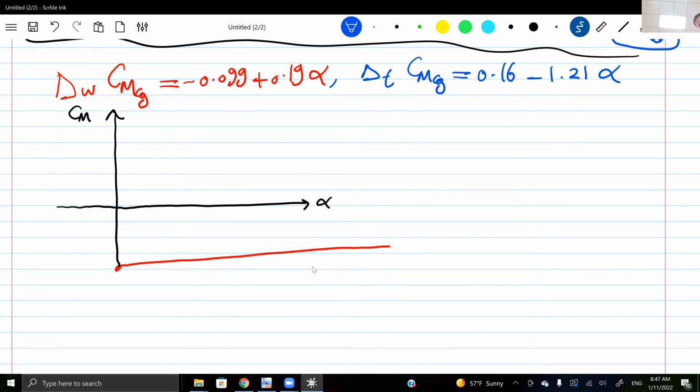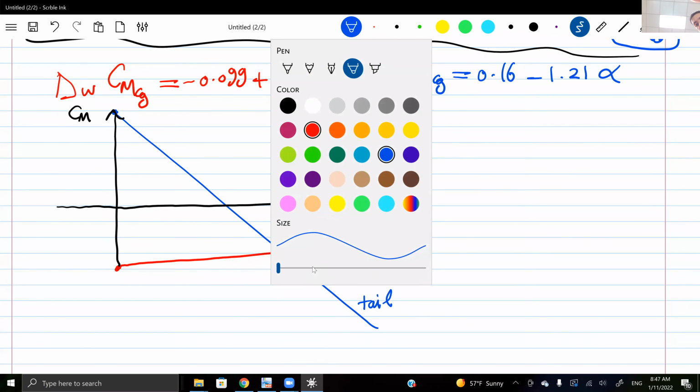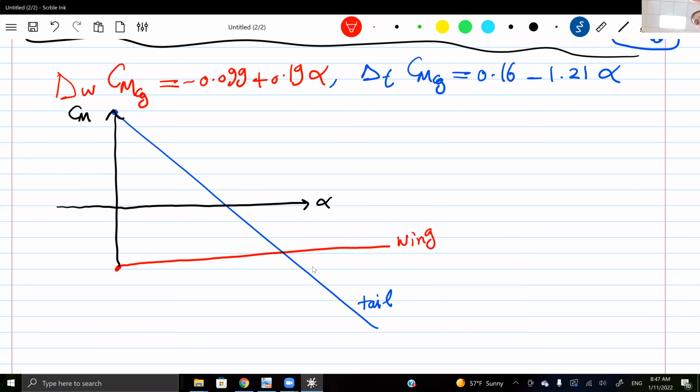The tail was, here's the tail. This is the CM naught value, 0.16, and we have a very strong negative slope. This is the tail, and this is the wing. And we simply add these two lines to get the entire airplane. So we add the two CM naughts to get the CM naught of the entire airplane. And the slope, you add the two slopes, so you get something like that. So this is the total.